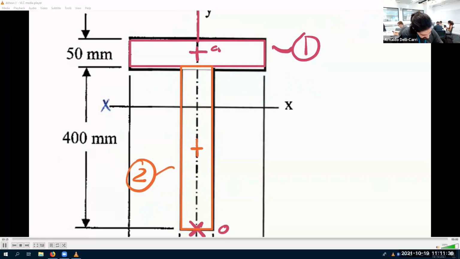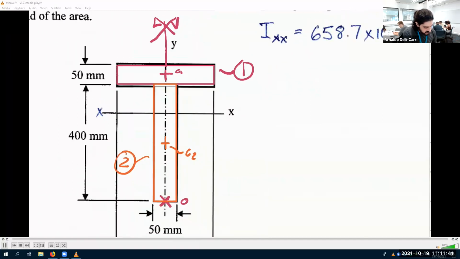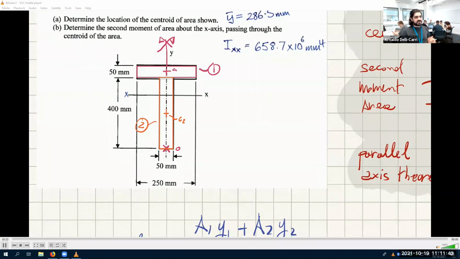And let me call this C2. So what is the coordinate y1 of rectangle 1? The coordinate y1 of rectangle 1 is this here. Let's say I start from 0. This is my 0. This one is the coordinate y1 I am looking for. Great. So starting from the origin towards the center 1, C1. All right? Good.